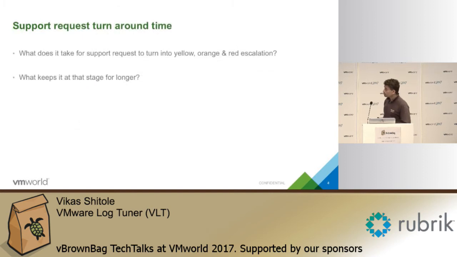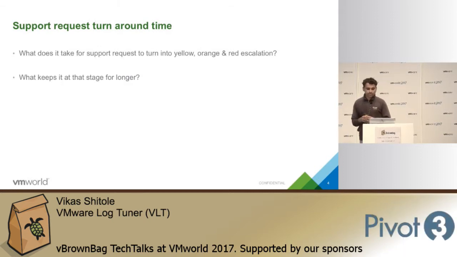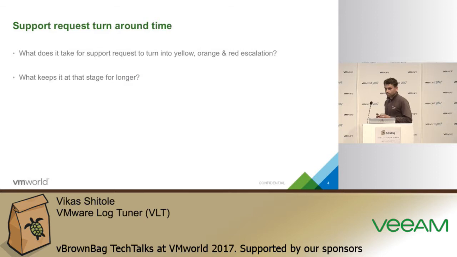So here we go. Broadly, we wanted to reduce the turnaround time for the support request, and we had a couple of queries in our mind. The first query was, what does it take for a support request to turn into a yellow, orange or red escalation? And the second query was, what keeps it at that stage for longer?